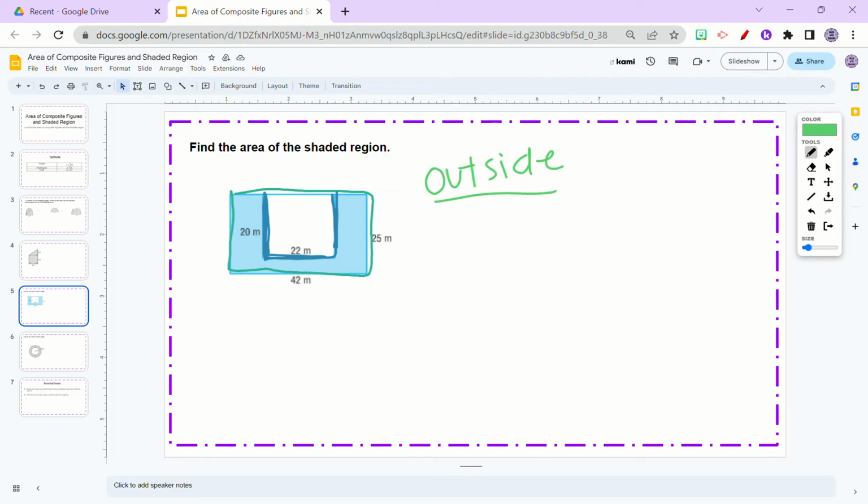So the outside rectangle, you're going to do area equals base times height. So we have 42 times 25. Right, here's 42, base, height. So 42 times 25, and that'll get us 1,050.